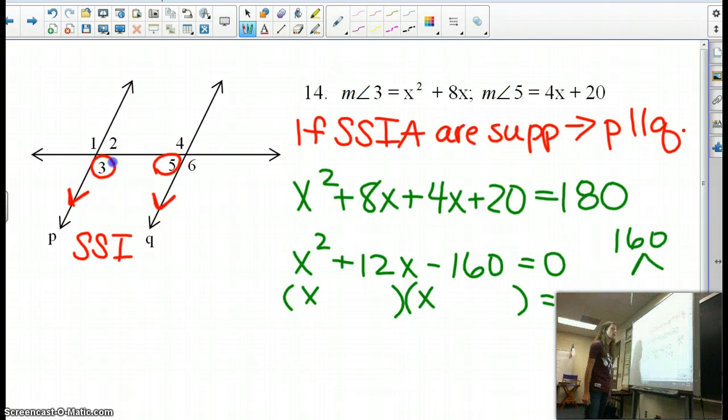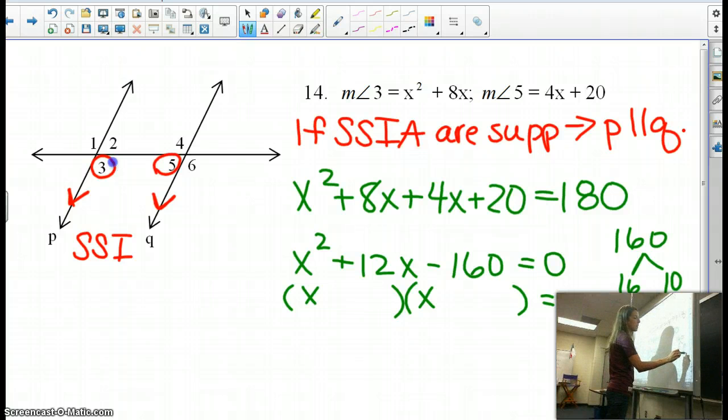160. We have to go to the side and brainstorm things that multiply to get 160. The first thing that comes to my mind is 16 and 10. But I can't make a 12 out of a 16 and a 10. So I have to brainstorm more things. Let's see, I know 16 is divisible by 2, you get 8. Okay, so 8 times 20, there's another factor, and ding, ding, ding, I found it. I can make a 12 out of an 8 and a 20. So let's put them in there, 8 and 20.